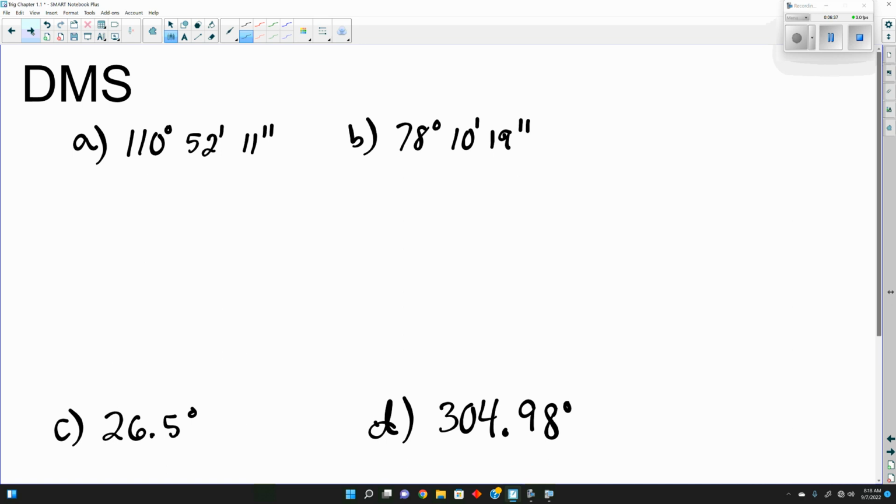So 110 degrees, 52 minutes, 11 seconds is really something like 304.98. We have a decimal going out, but instead of writing it as a decimal, they decided to write it as degrees, minutes, and seconds. Well, interestingly enough, you know how many minutes they're going to be?